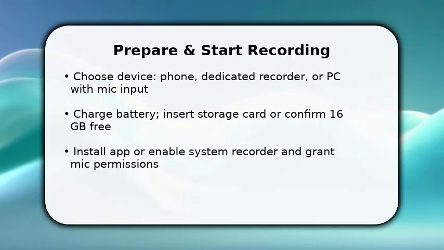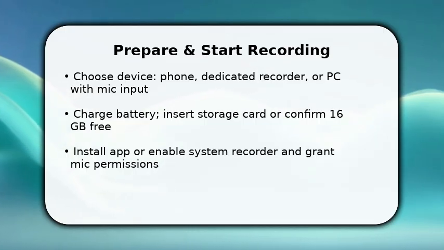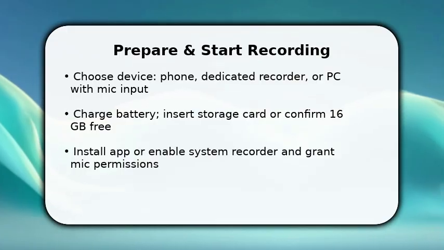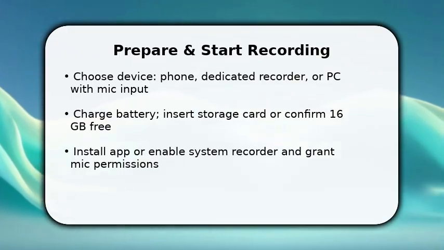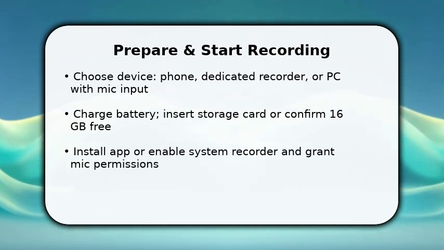Once done, open the Recorder app or system settings and grant microphone and background recording permissions so recording can run unattended. Set audio format and sample rate now. This affects file size and clarity, so choose 44.1 kHz or 48 kHz for speech. Save a quick test file to confirm levels.